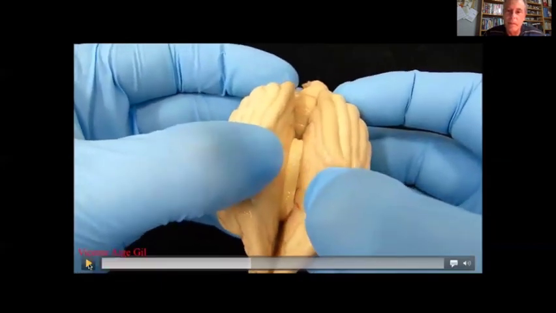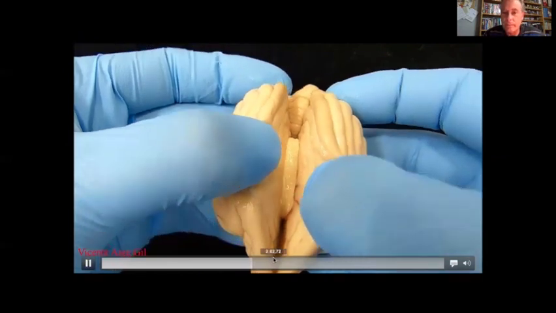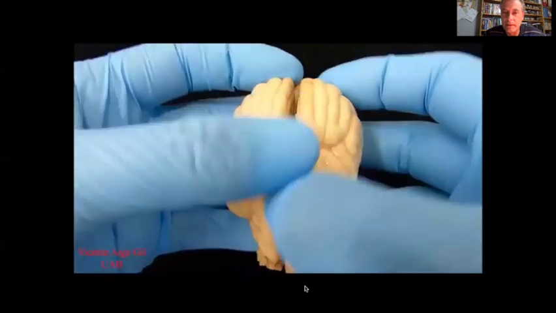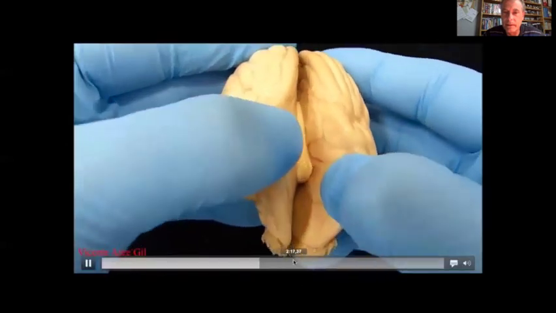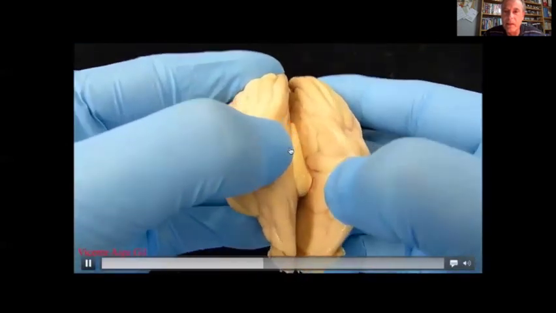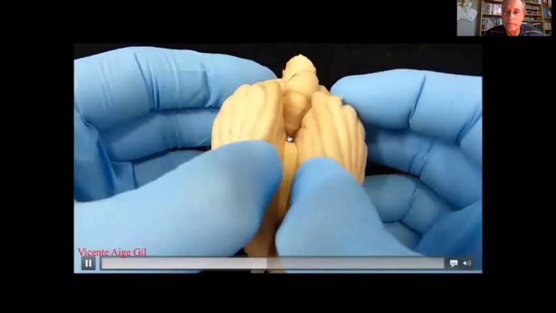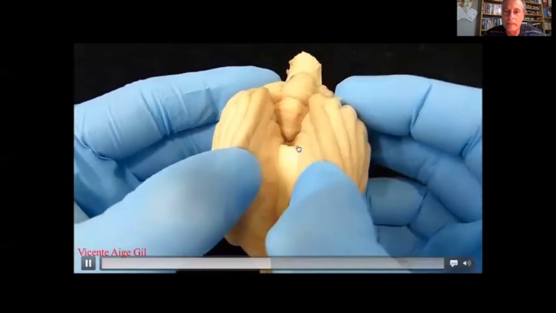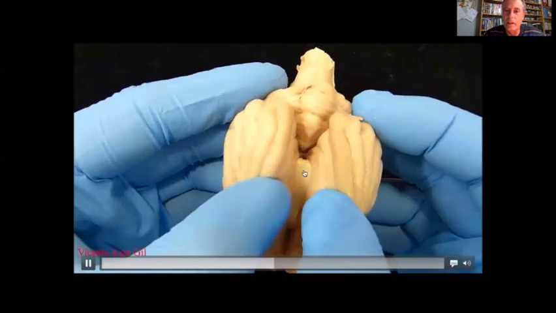Now we separate both cerebral hemispheres and we identify the corpus callosum, with the rostrum, the body, and the splenium, and on top the cingulate gyrus. See, this is the corpus callosum and the splenium of the corpus callosum.